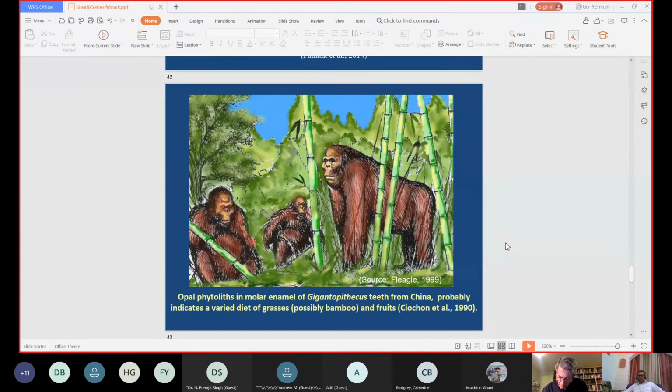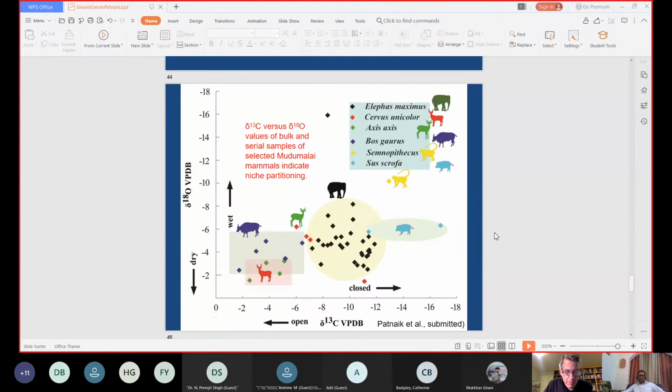So people have been able to figure out about the Gigantopithecus that lived in the Pleistocene 400,000 years ago based on the phytoliths. So they lived in the bamboo dominated areas.